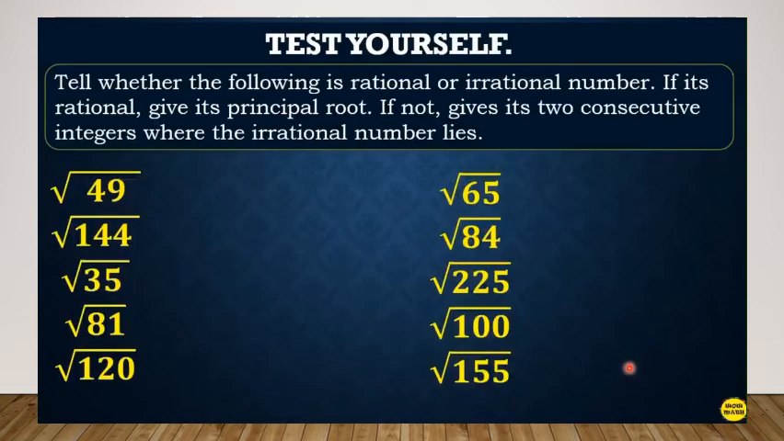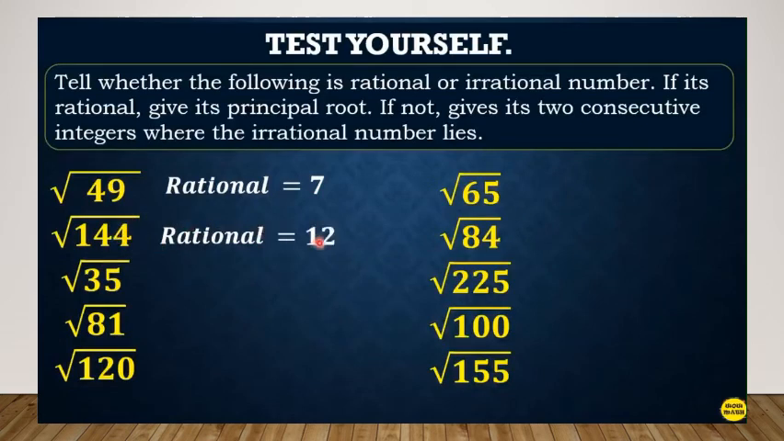Okay, so I have here the given. So, square root of 49, is it a perfect square or not? Okay, very good. This is a perfect square. So, this is rational. And that is equal to, what is the principal root? 7. How about 144? This is a perfect square. So this is also a rational number. And what is the principal root? Ano ang principal root niya? Yung number na kapag minultiply natin by itself, the result will be 144? Yes, that is 12 because 12 times 12, that is 144.